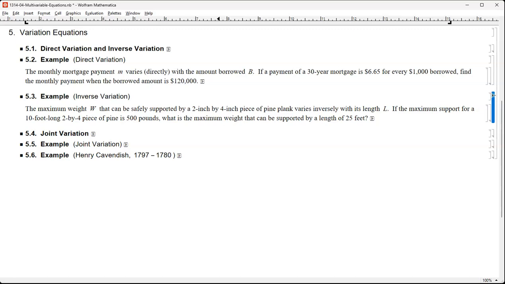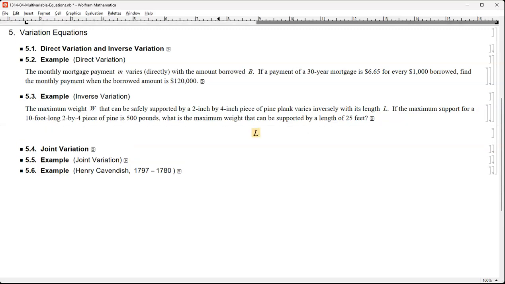Well, let's consider a shortcut answer. 10 feet became 25 feet. Multiply by 2.5, right? Increased by 2.5-fold. Does it make sense? So 10 feet became 25. Originally L1 was 10 feet and then L2 is 25, which means a 2.5-fold increase.